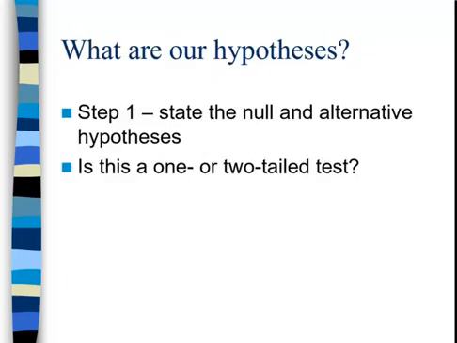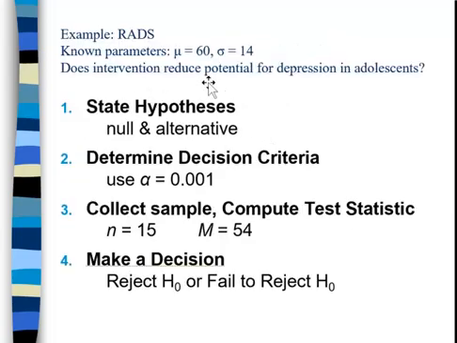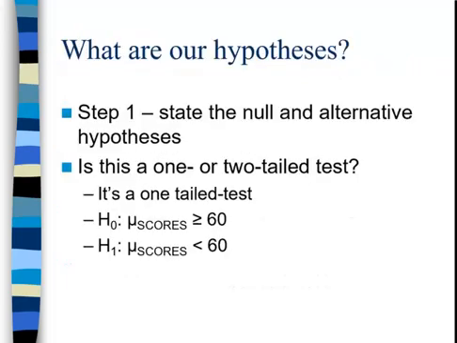All right, so state the null and alternative. Is this a 1 or a 2-tailed test? So again, it looks like we have a directional prediction here, right? Does intervention reduce the potential for depression in adolescents? So in other words, the researcher is predicting that her sample data should be less than the population mean of 60. Again, it could be 59, 58, 2. Who knows? We don't know. But the prediction is it should be less than. Reduced suggests less than, right? Less than, our sample should be less than the population of 60.